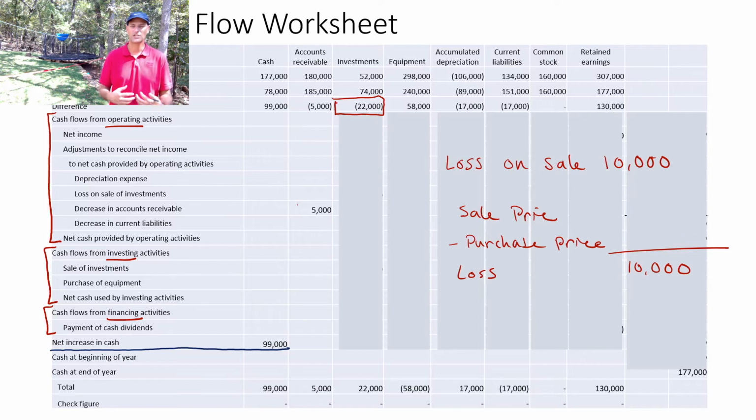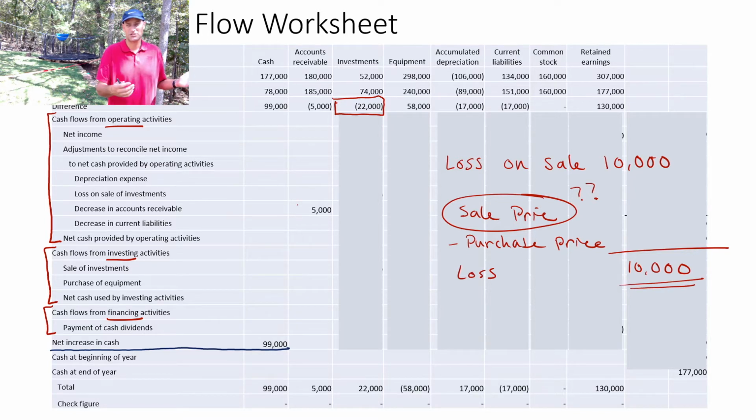Well, how much was that inflow? Well, we don't exactly know yet. Then that's where we need to know the loss or the gain. In this case, it's a loss. We lost $10,000. So we know that we sold them for something, and then plus $10,000 would give us the total change in investments.